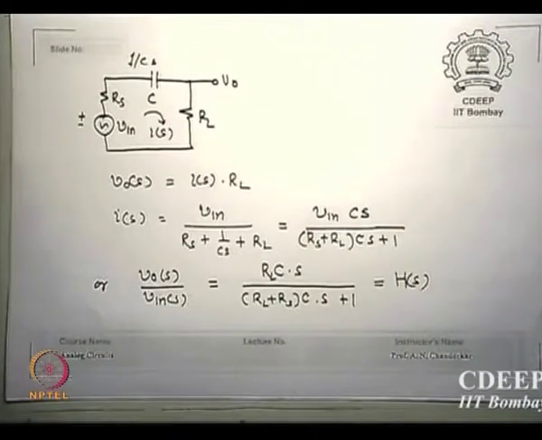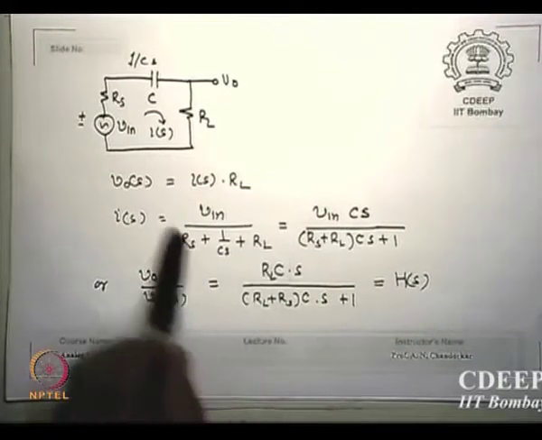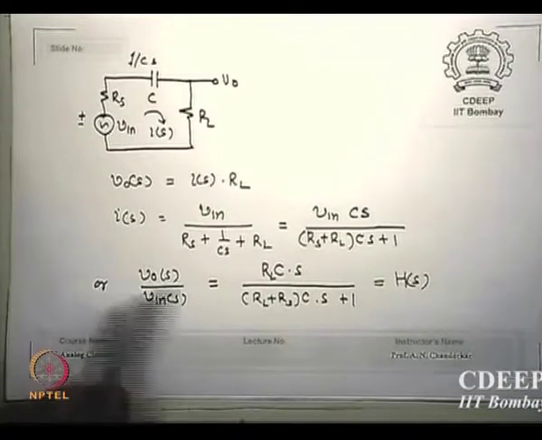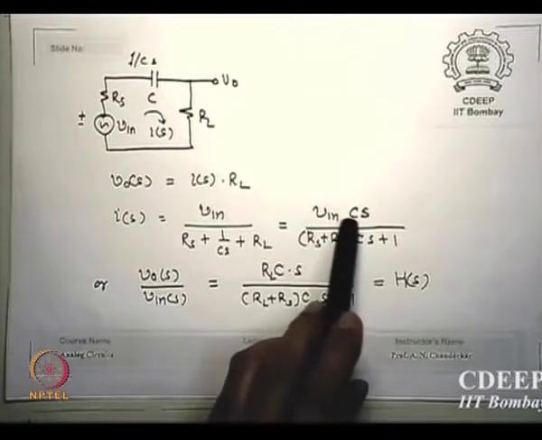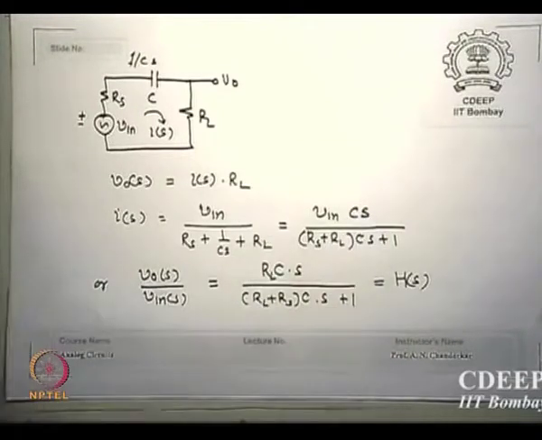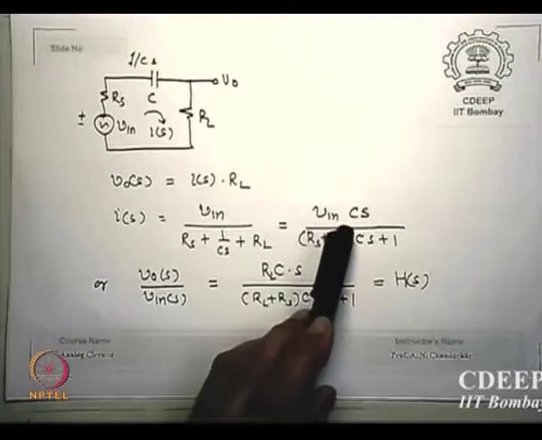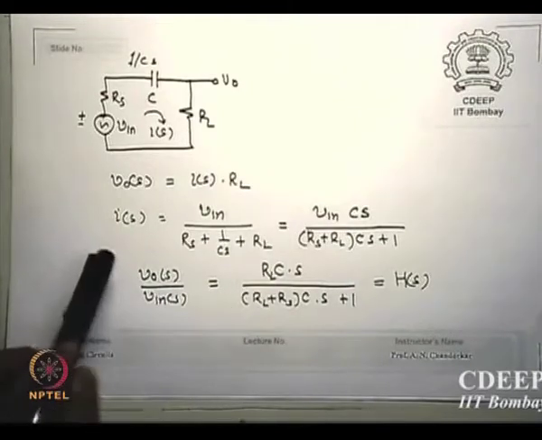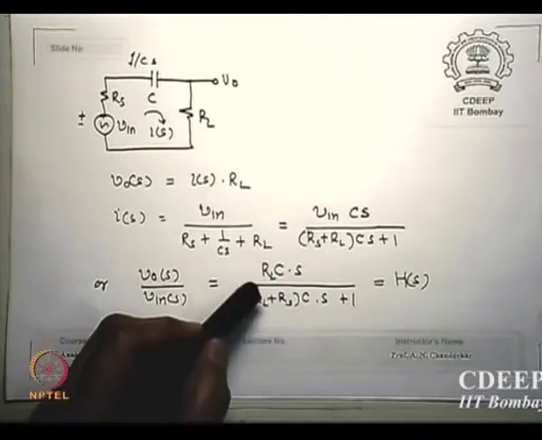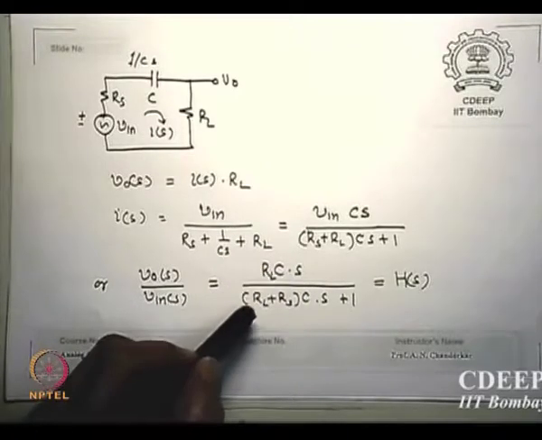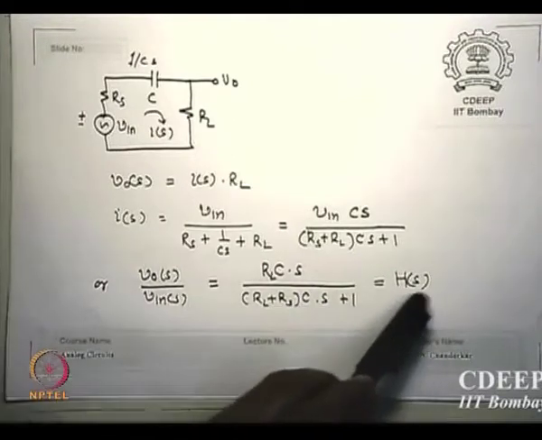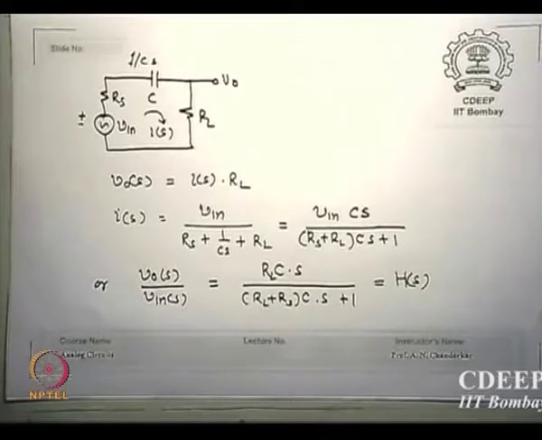Maths, nothing great, just take CS like this and bring CS above. Please remember, this is not C of S, it is C, and this S is the Laplace transform S, the j omega term. You can write j omega C as well if you wish. So V0 S upon V in S is RL CS upon RL plus RS times CS plus 1. This is the transfer function of this circuit.